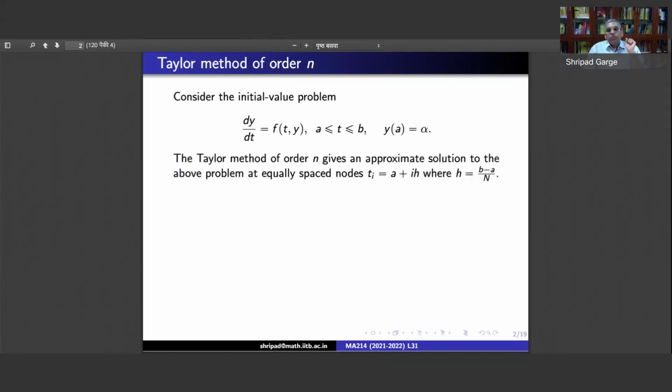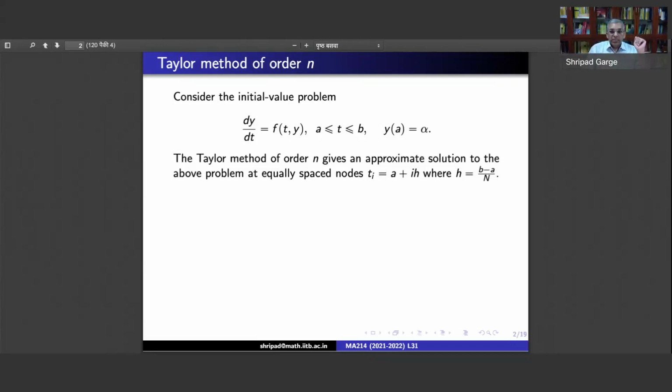The Taylor method of order n gives an approximate solution to the above problem at equally spaced nodes which are t_i, that is a plus ih. So it will be a plus h, a plus 2h, a plus 3h and so on, where h is the step size, which is b minus a, the length of the interval, divided by capital N. So we are going to have the nodes from t naught all the way up to t capital N. Capital T capital N is the last node. So you will have N plus 1 nodes.